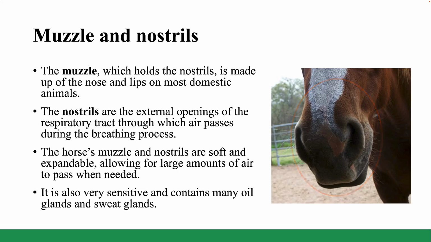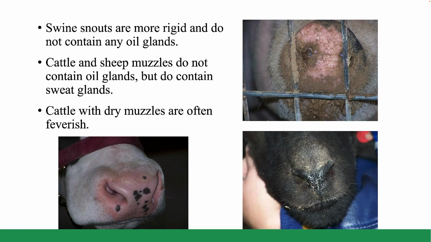Something to know is that the horse's muzzle and nostrils are soft and expandable. That's why horses sometimes wear rings here, or the rope that is tied to the horse for the riders is normally connected to this area of the muzzle. In most cases they are very sensitive, and it contains many oil and sweat glands.